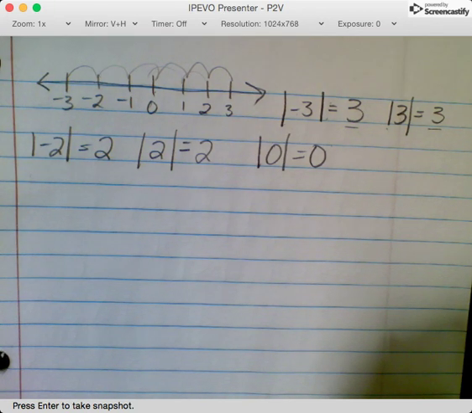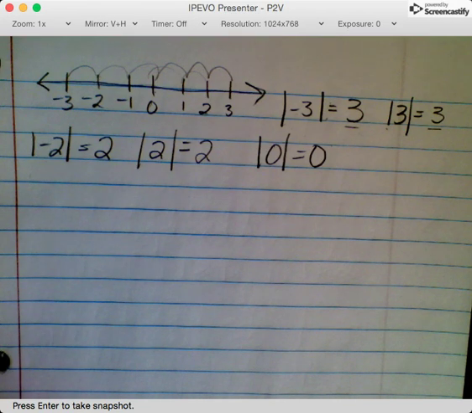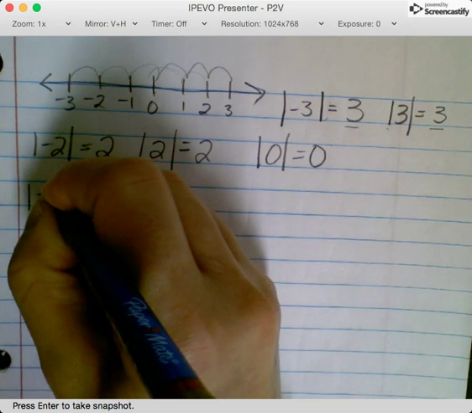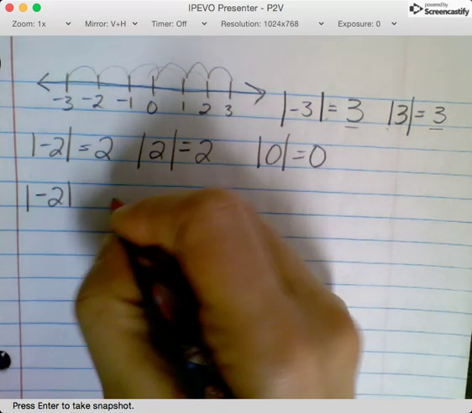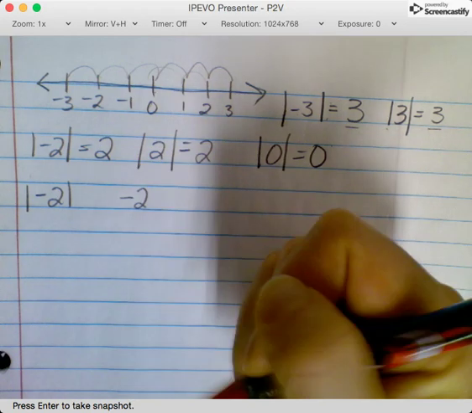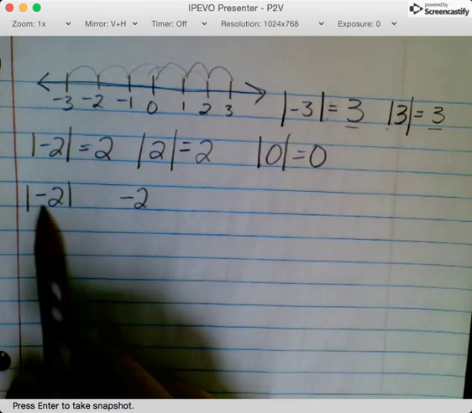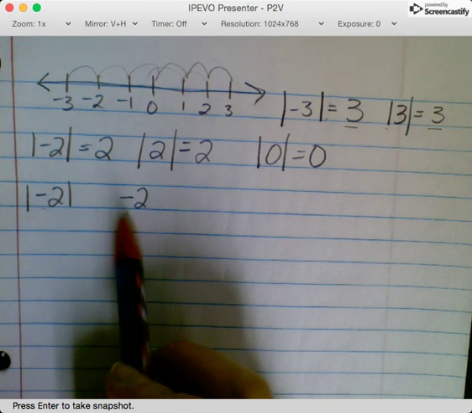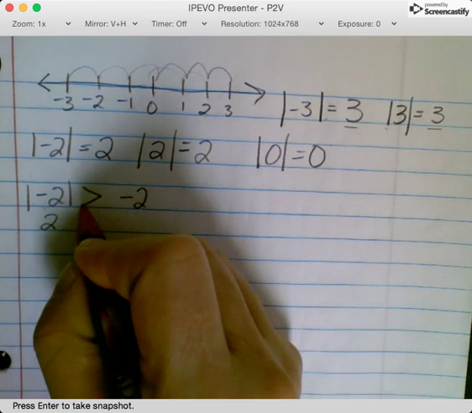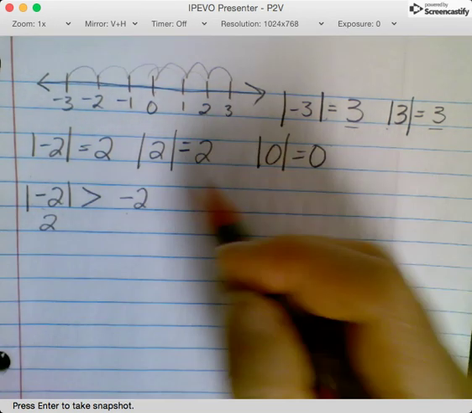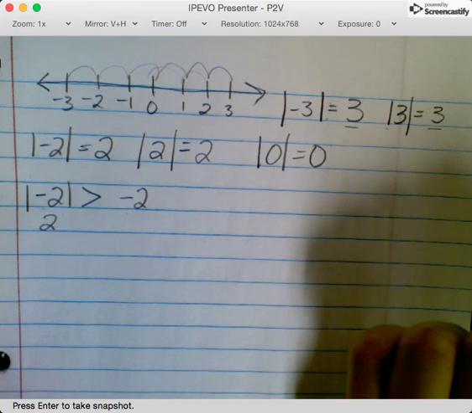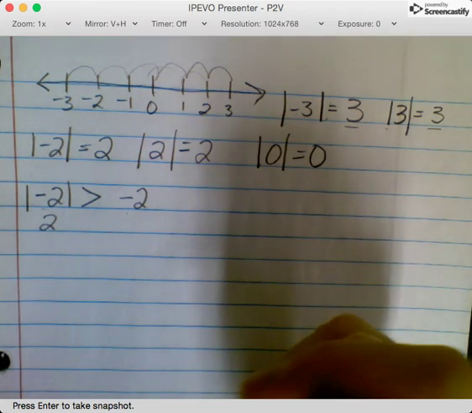Now if I have to compare the distances, let's say -2, and I'm comparing that to the absolute value of -2. Well, the absolute value of -2 is equal to 2. So the absolute value of -2 is greater than just -2 without the absolute value signs. I apologize for saying that wrong.